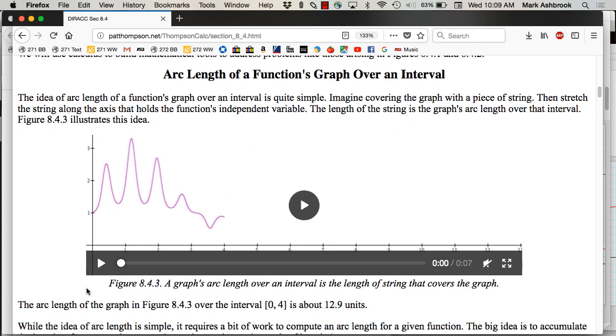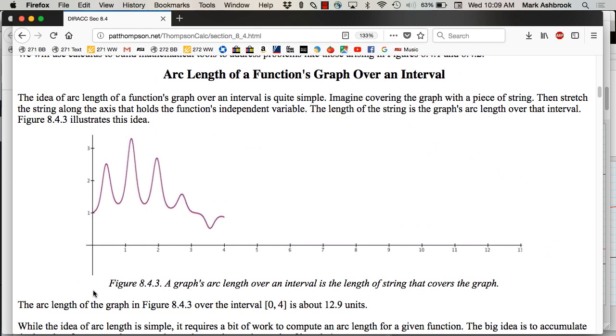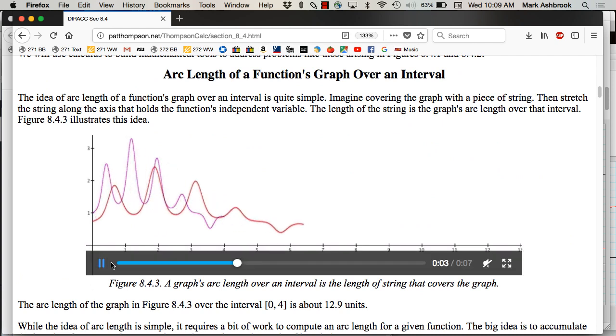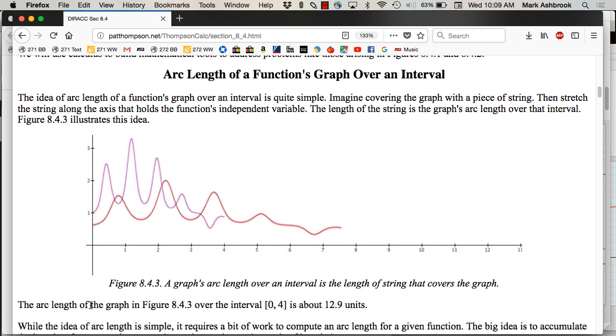So here's a function shown on the interval from 0 to 4. If we were to think of that as a string and stretch that out, how long would that purple string be? What do you guess? How long is it going to be? It's showing you taking that purple string and stretching it out, and then we're going to put it on the x-axis. Whatever the length of it is when it's straight is the length of that purple curve.